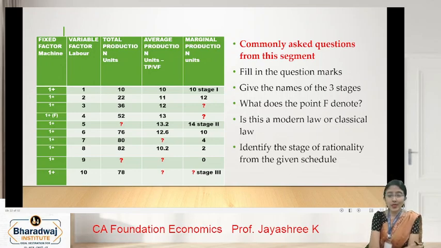Then give the names of the 3 stages. Just stage 1, 2, 3 are mentioned. You have to give the names of the stages. Now, what does this point F denote? You must give. Now, what is the law we are talking about? And is it a modern law or classical law? Then from the given, identify the stage of rationality. From the table, you have to identify the stage of economic rationality. So address the table, tabular numerical segment and the other questions.